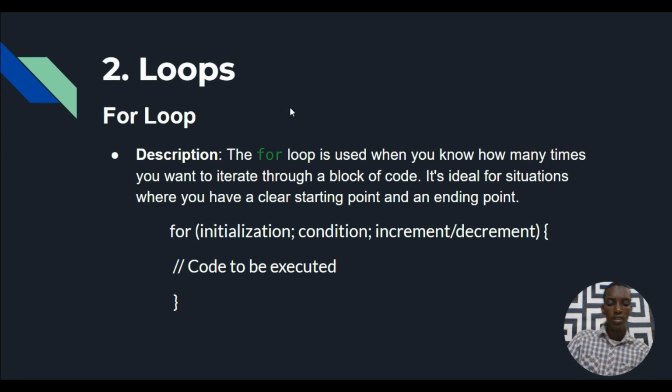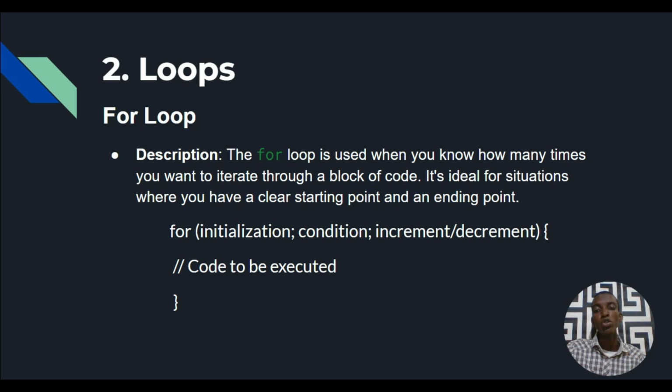And what is a loop? A loop is just a way of making something happen multiple times, continuously. Now for the loops, we have the for loop, we have the while loop, and we have the do while loop. The first one we're looking into now is the for loop. The for loop is used when you know how many times you want to iterate through a block of code.